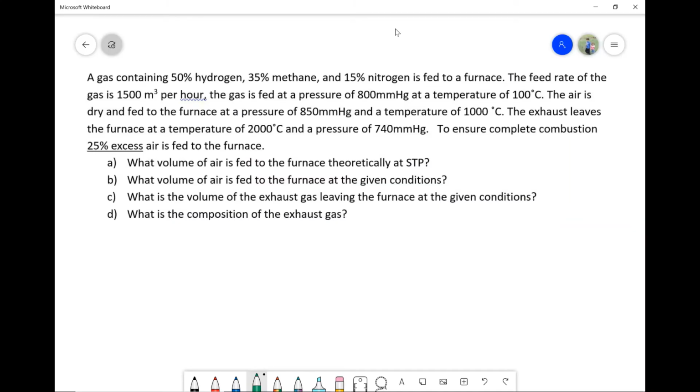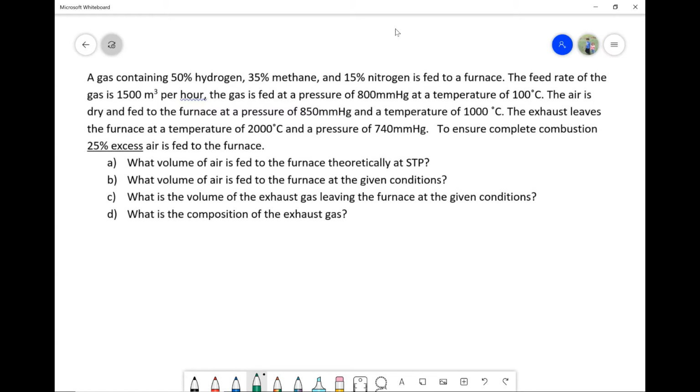Alrighty, everybody. I had promised we would work out another combustion problem, and a combustion problem with excess air. So you all see how to handle that type of situation. And I'm going to go ahead and read the problem to you. It's a screenshot. I apologize. It looks like I have a grammatical error that Microsoft picked up.